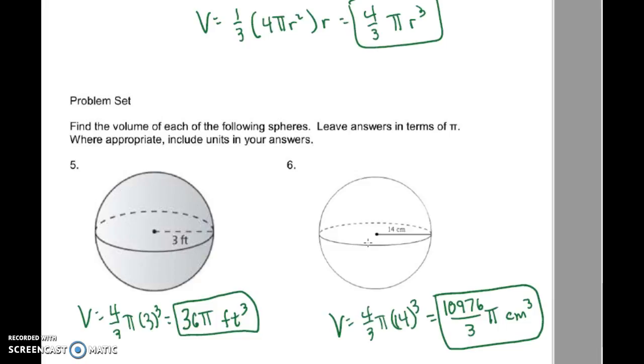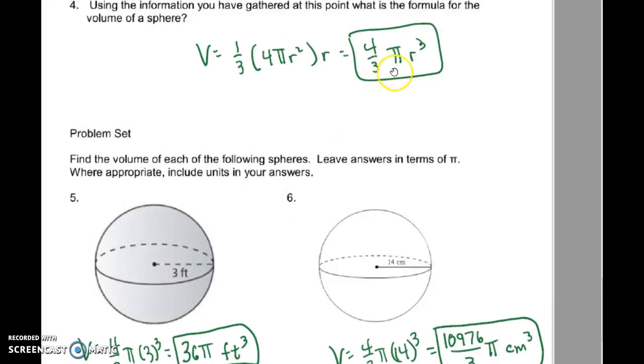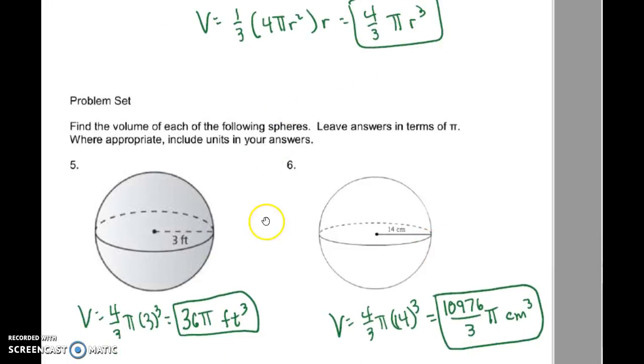Think of the western and the eastern hemisphere of the globe, or the northern and the southern hemisphere. It's the same basic idea. It's just half of that sphere. So again, the volume formula for a sphere is going to be 4/3 pi r cubed. Just a matter of taking that formula, plugging in, and simplifying our fractions wherever we possibly can.